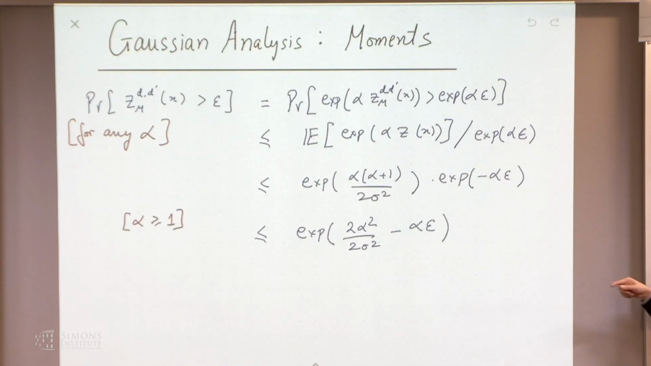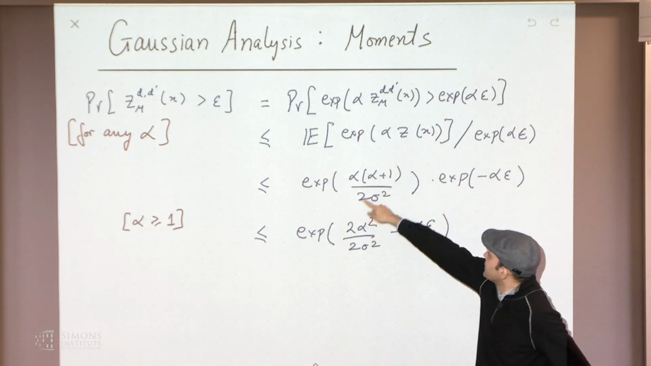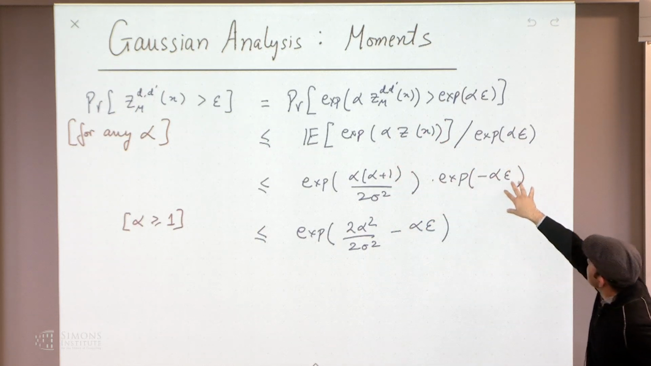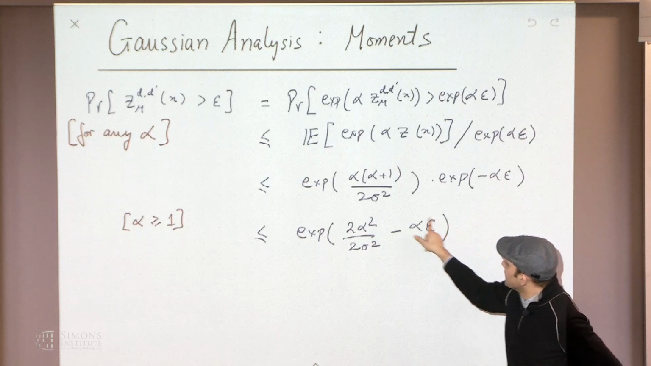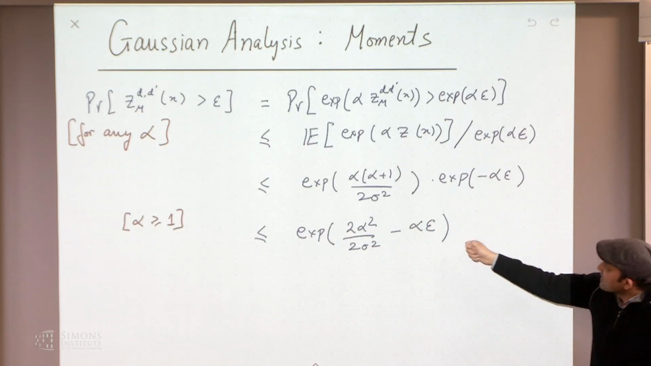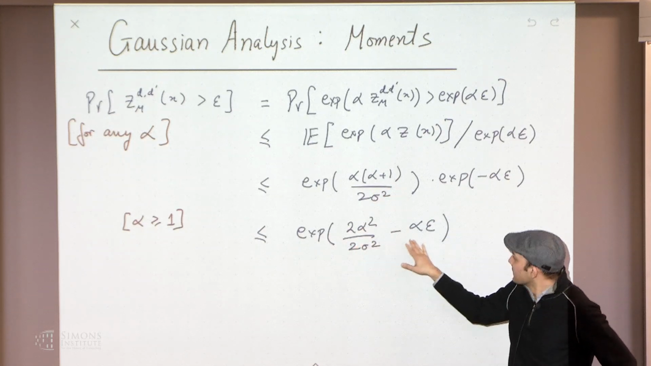Let's plug that back into the tail bound we were trying to compute. We have this e to the (alpha plus 1) over 2 sigma squared as this expectation. Divide by e to the alpha epsilon. And you get this funny expression. To keep the math slightly simple, I'll assume alpha is at least 1. So alpha plus 1 is at most 2 alpha. So I get this bound.